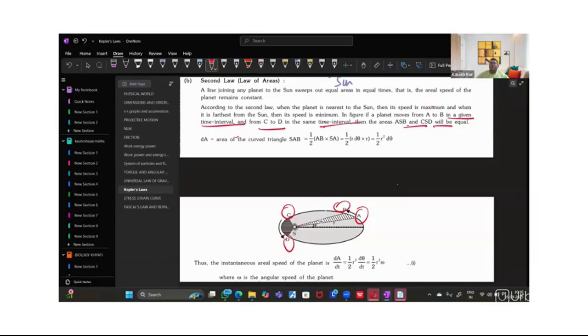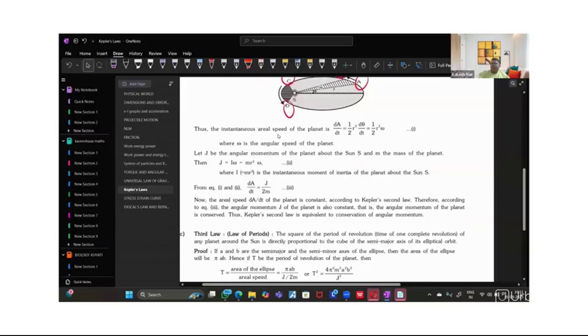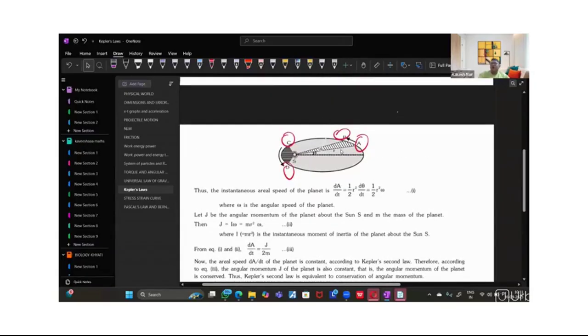dA is equal to the area of the curved triangles. These triangles are not straight, they are curved because one of the edges is curved. Okay, so the area of triangle SAB is equal to half times AB into SA, that means half of base into height. And that's how we get r dθ into r, because those were the specific variables we have taken for the calculation. When we calculate the instantaneous areal speed of the planet, dA by dt is equal to half r square dθ by dt.